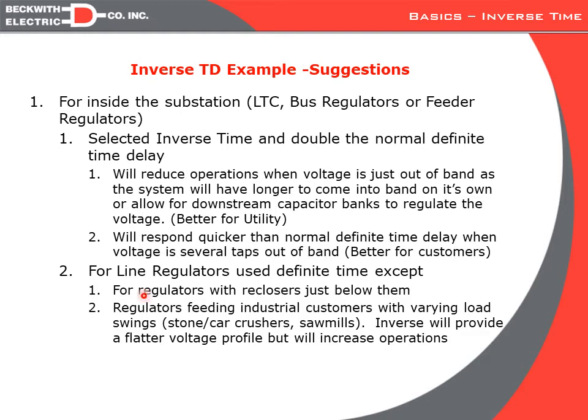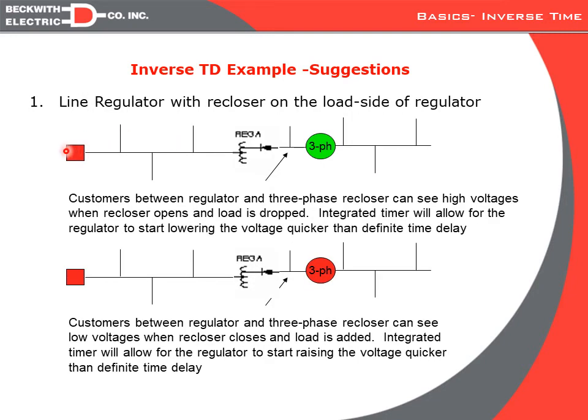The other possible one would be for regulators coordinating with upstream reclosers. So let's take a look at that. In this case, we have a feeder breaker, we have a set of midline regulators, and then we have some 3-phase reclosers just downstream. Now, if we only have a few customers located on this section between the regulator load side and the 3-phase recloser, what's going to happen is when we have a fault down here and the recloser goes to lockout, we're going to lose all this load, which is going to drive this voltage high, and these customers will experience high voltages.